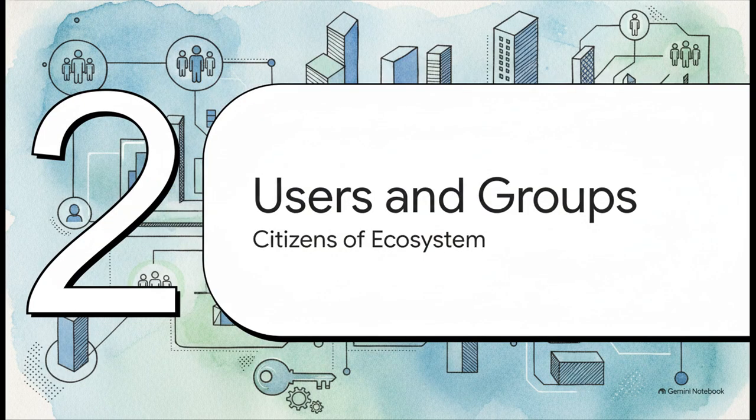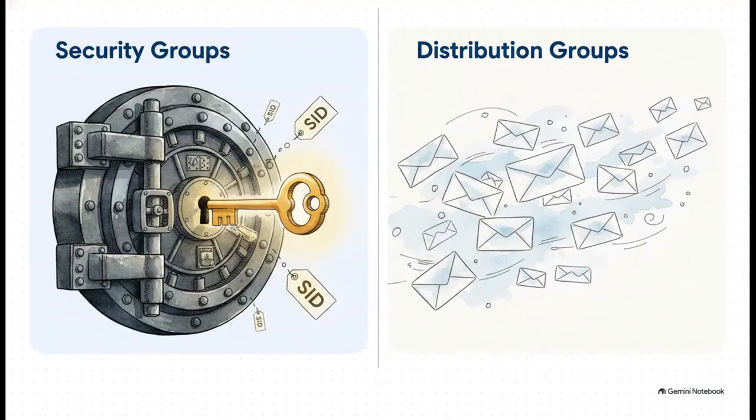Moving right along to Section 2. Now that we have the map, let's look at how we manage the actual citizens living inside this ecosystem, your users and groups. So, an absolutely crucial takeaway here is to never ever confuse these two types of groups. When you create a group in AD, you have to choose its type. Security groups are the ones that actually unlock resources. They carry internal security identifiers, or SIDs, which get evaluated against file shares and apps. Distribution groups, on the other hand, have zero security context. None. They are purely for sending bulk emails. So if you try to lock down a sensitive folder using a distribution group, it literally just won't work.